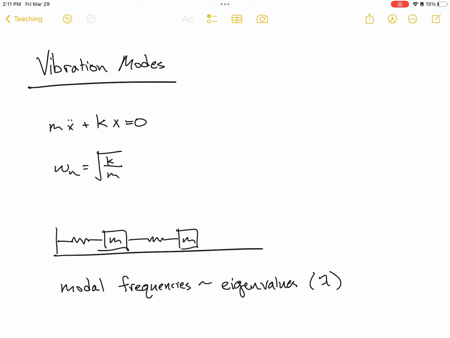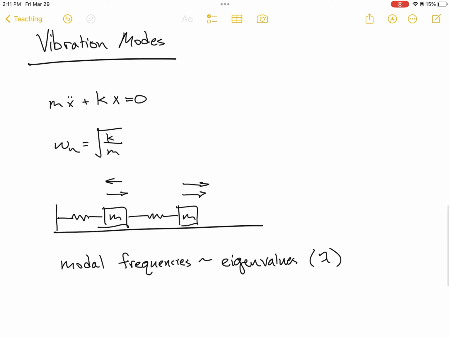And at one of those frequencies, both of these masses will oscillate together. So when one mass goes to the left, the other mass goes to the left, and they move together at that particular frequency. And at another one of those, at the second modal frequency, you'll get a different vibration mode, is what it's called, where if one mass is going in one direction, this mass goes in the exact opposite direction. And those directions are given by the eigenvectors.